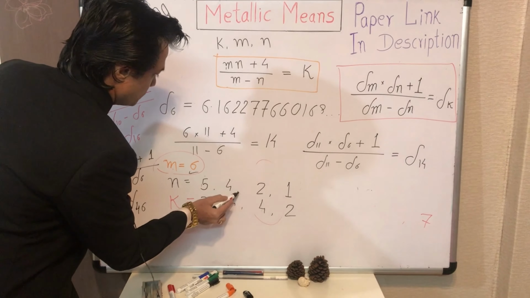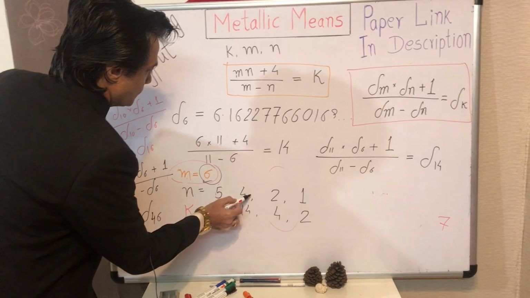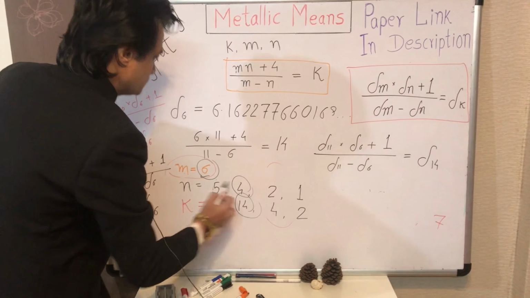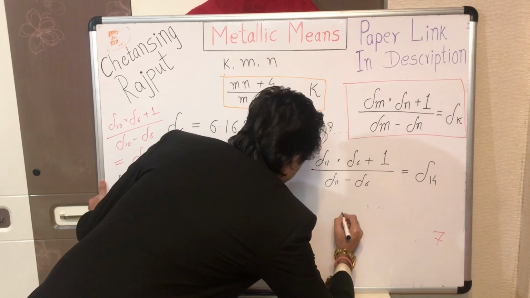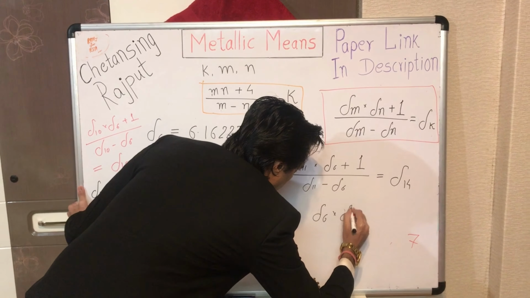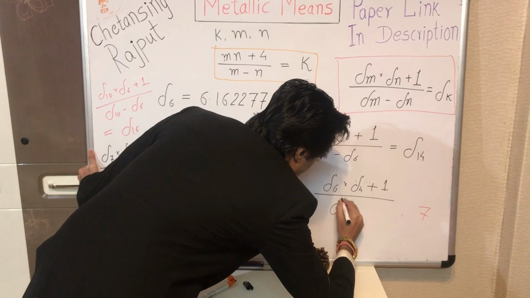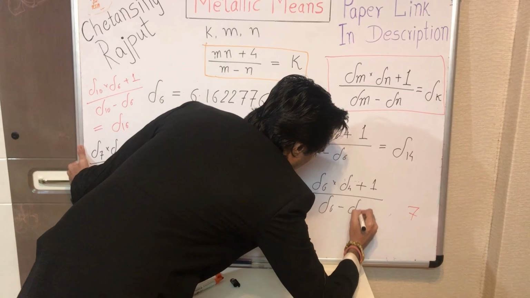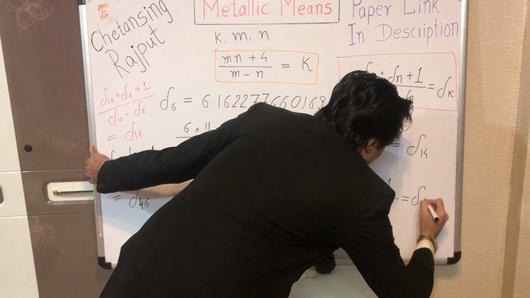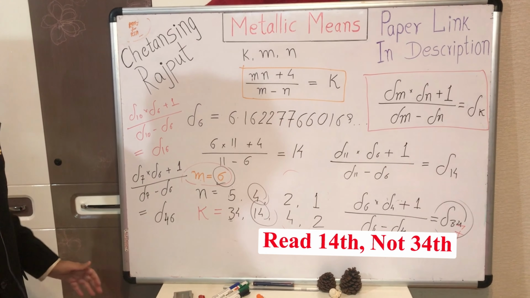Consider the same thing here. Put the value of m equal to 6, value of n equal to 4 and we get the value of k equal to 14. Hence, delta m, which is delta 6 here, the 6th metallic ratio into the 4th metallic ratio plus 1, upon the difference between the 6th and 4th metallic ratios, will precisely give the value of the 34th metallic mean. Such an interesting thing.